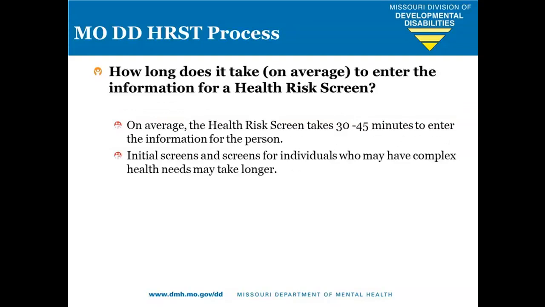So how long does it take on average to enter the information for a health risk screen? So perhaps you work with an individual and they're going to be screened. So maybe the RN rater or if it's a support coordinator doing the rating, they may reach out to someone who maybe works closely with that person every day in habilitation. You may be able to help answer some of the questions. So just to give you an idea, on average, the health risk screen takes 30 to 45 minutes to enter the information for the person. Initial screens and screens for individuals who may have complex health needs may take longer.